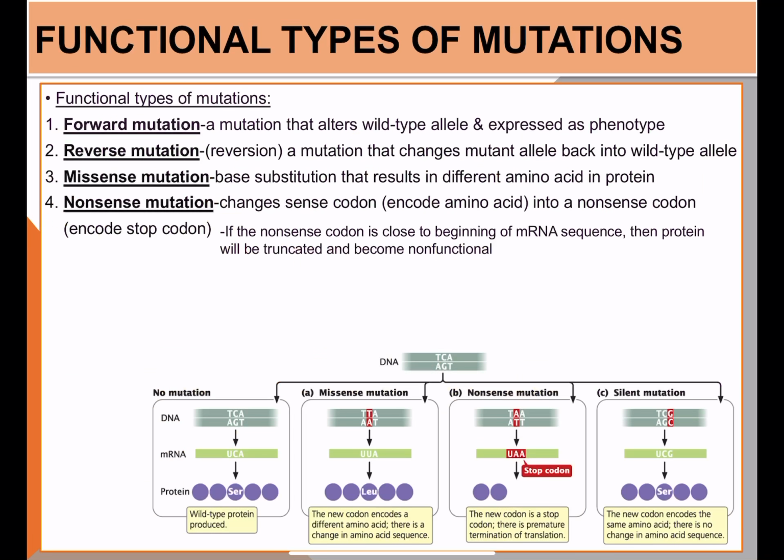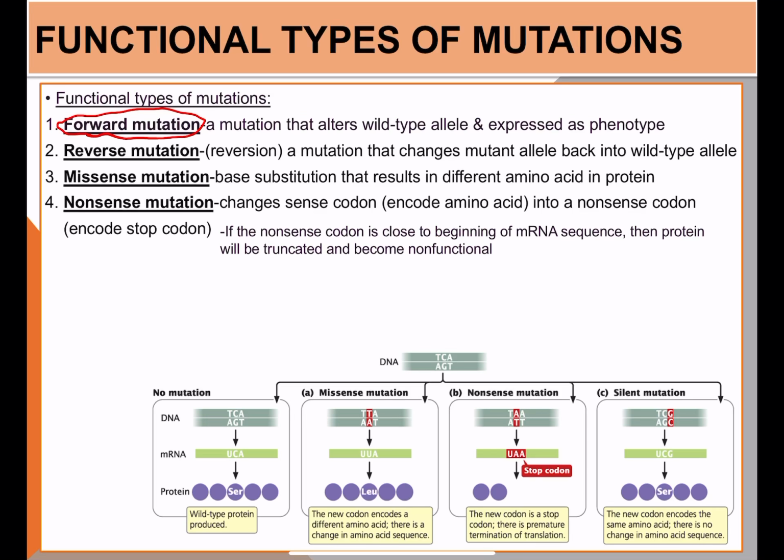We're talking about structural changes. Now, this type of classification, we're looking at their functions. What will happen to the phenotype or to the final protein product if this mutation occurs? So this type of classification is called functional type of mutation classification. For example, there's forward versus reverse mutation. Forward mutation is one where a mutation will alter or change your wild type phenotype to a mutant phenotype.